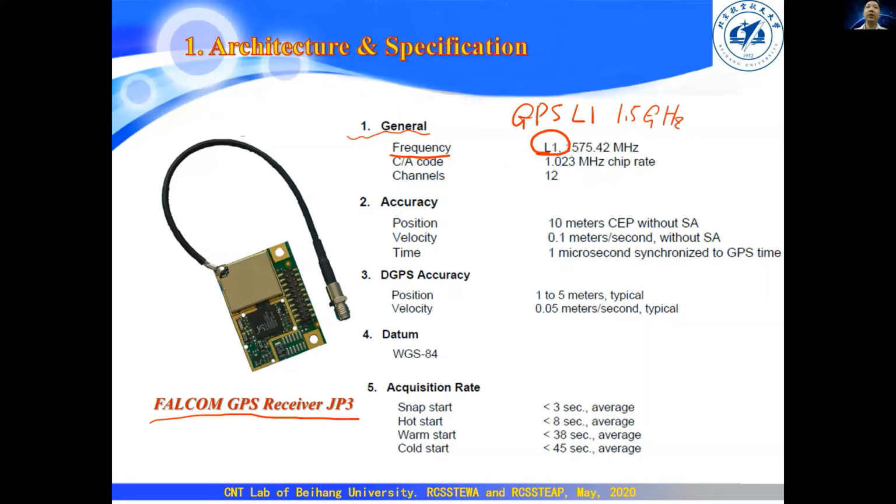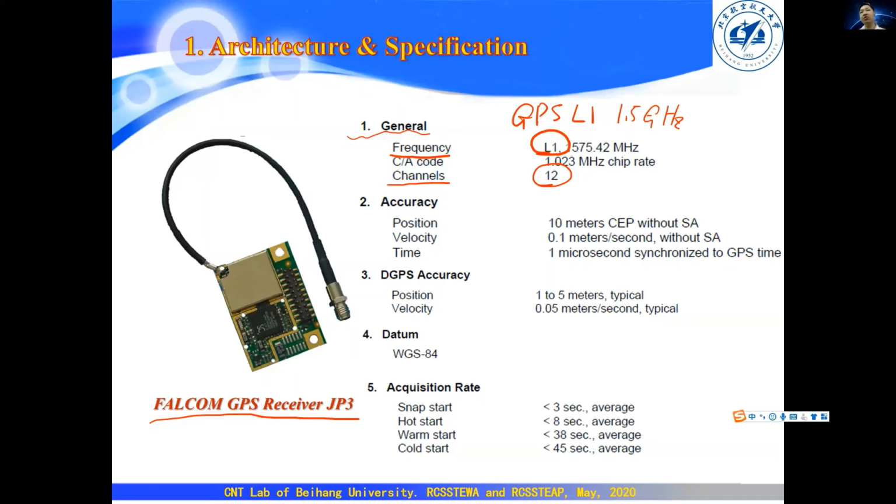And the code is the C/A code. The C/A code is the coarse acquisition code. It's just for civilian users. And then the channels, for example, 12 channels. It means at maximum you can receive and process 12 satellites at the same time.